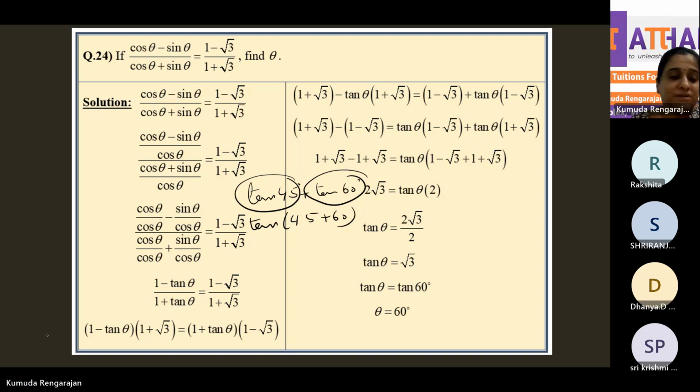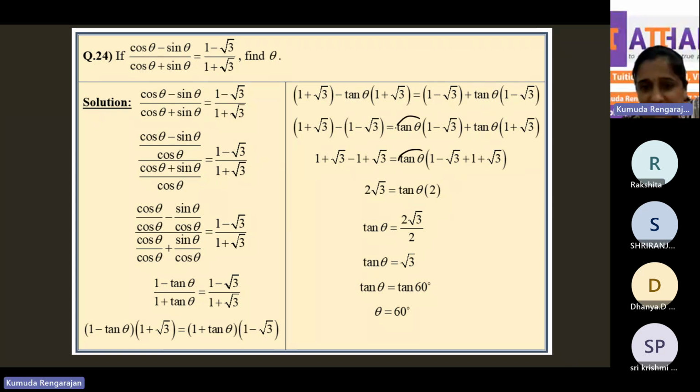But this one is different. Here tan theta is multiplied into 1 minus √3, and tan theta into 1 plus √3. So we're taking out tan theta common. You'll get this one in the bracket, this one and this one here. So this cancels. Tan theta into 2.